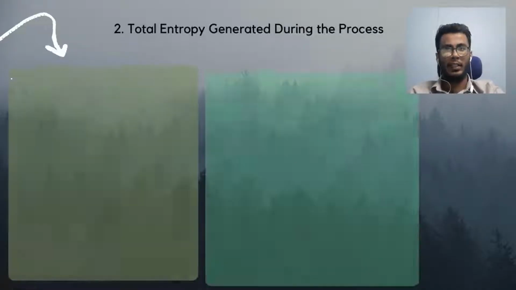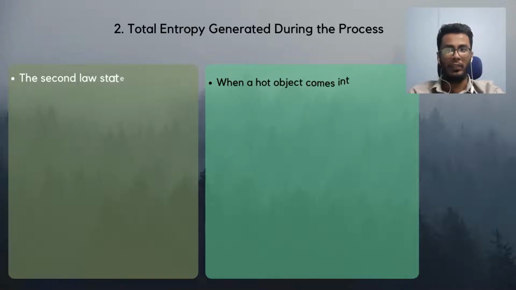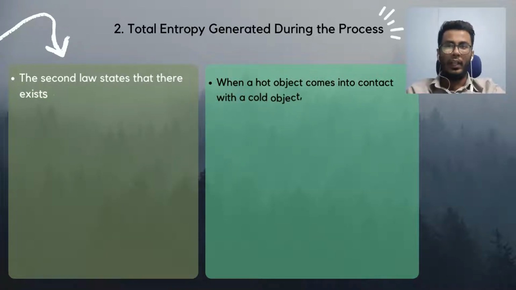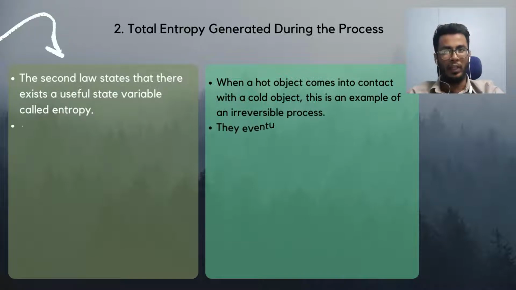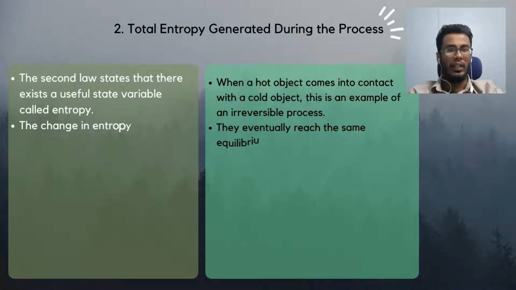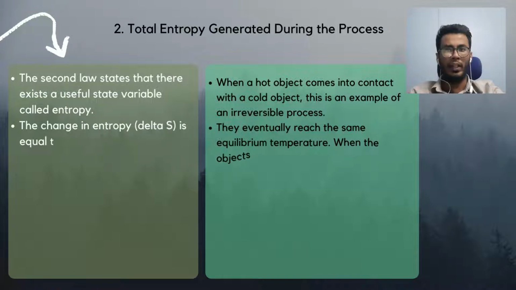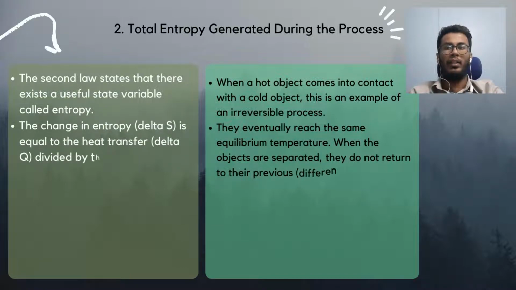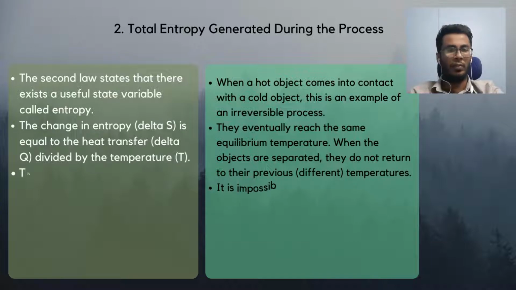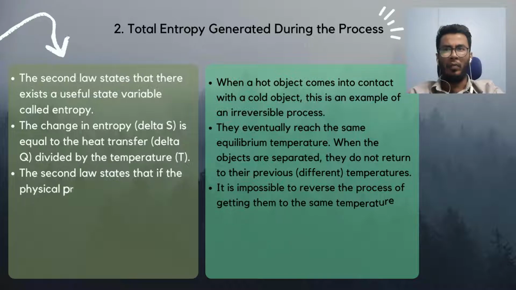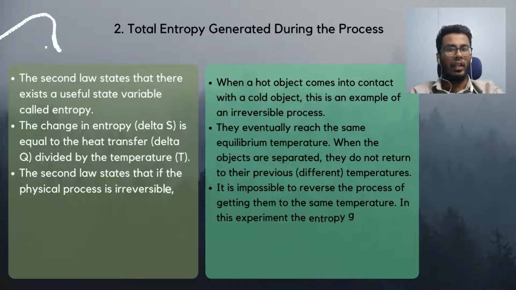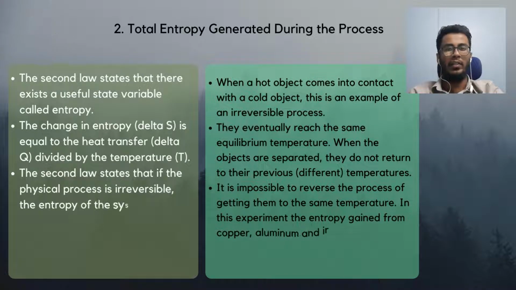So the next discussion is the total entropy generated during the process. The second law states that there exists a useful state variable called entropy. The change in entropy, which is delta S, is equal to the heat transfer, which is delta Q, divided by the temperature T. The second law states that if the physical process is irreversible, the entropy of the system and the environment must increase. The final entropy must be greater than the initial entropy.